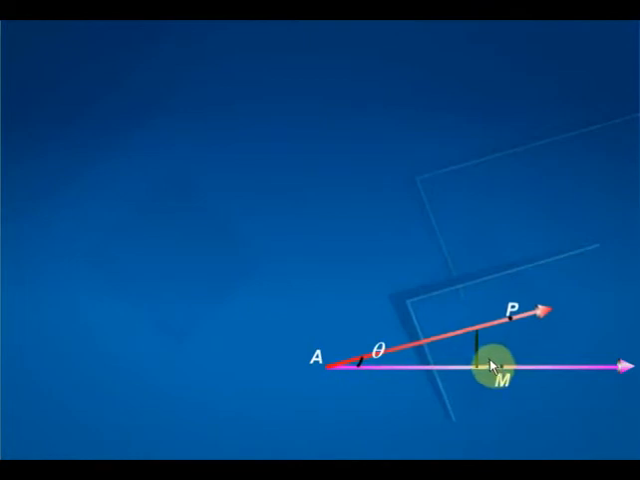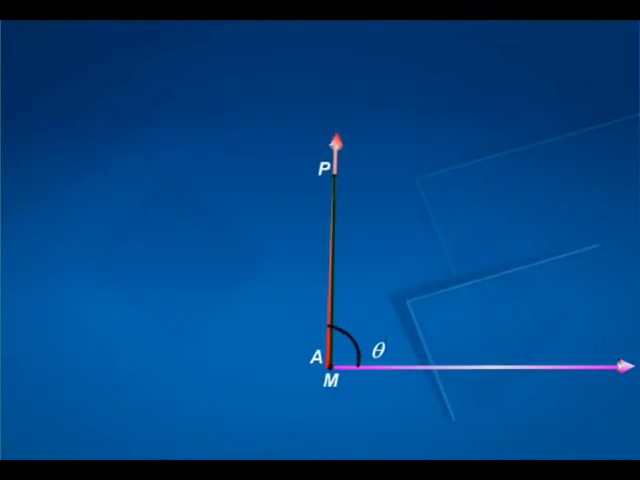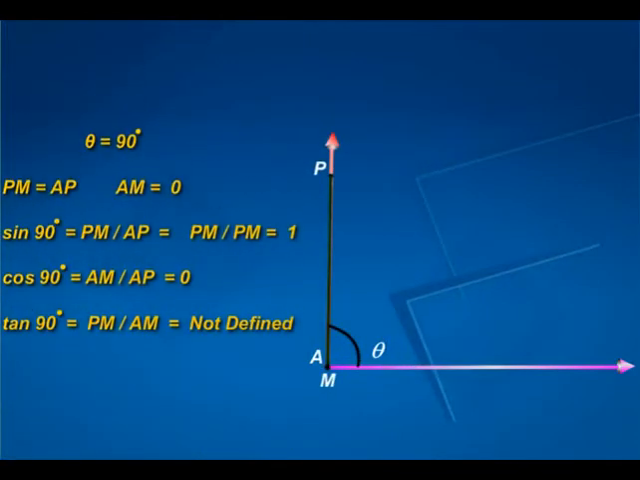Now let us increase the theta from 0, and this is increasing up to 90 degrees. So for theta equal to 90 degrees, what we observe is M approaches A, and therefore AM would be equal to 0. Also as M is coincident with A, therefore AP would be equal to PM. Thus when theta is equal to 90 degrees, we get PM equal to AP and AM equal to 0.